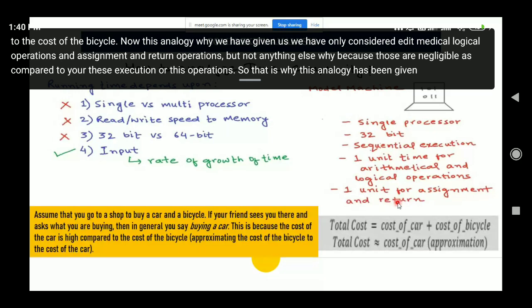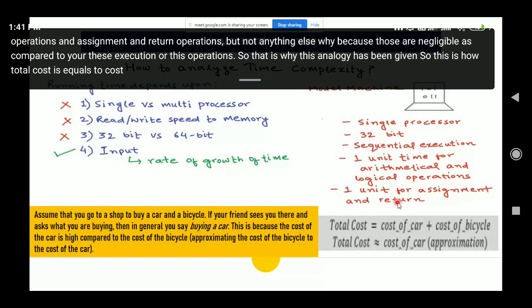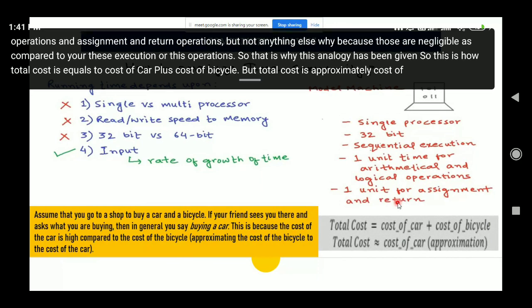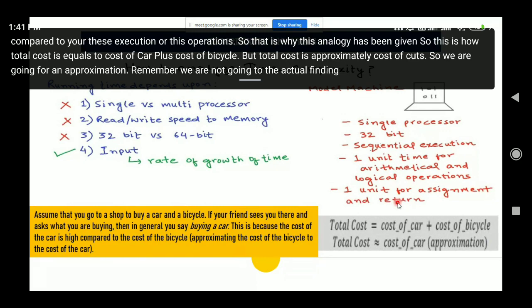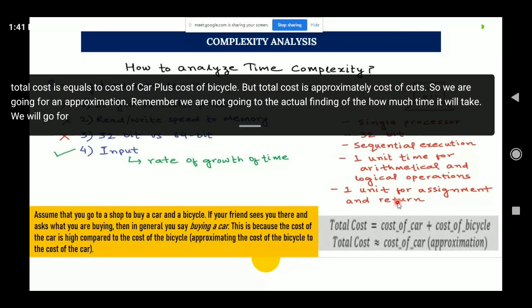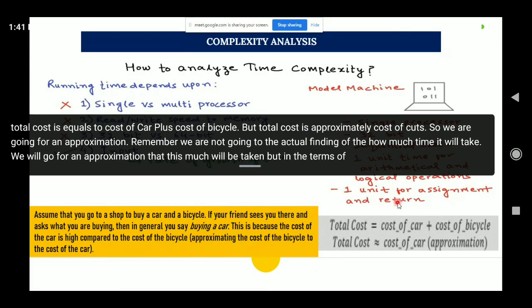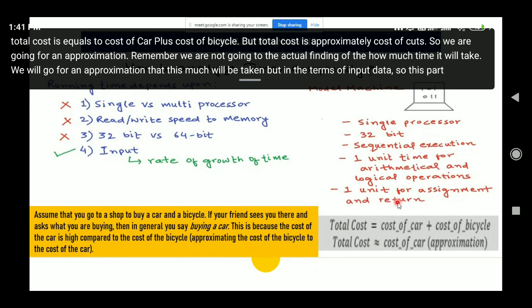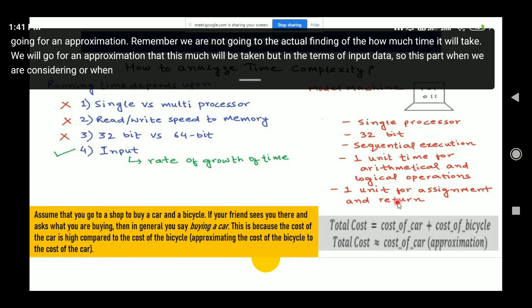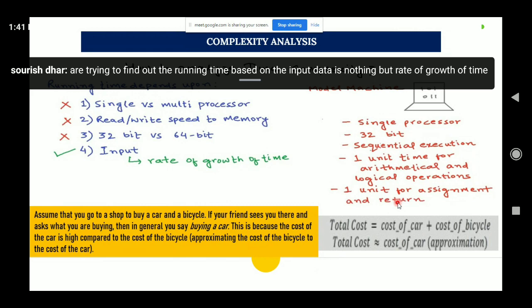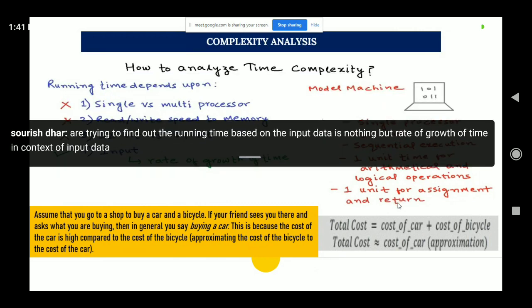So total cost equals cost of car plus cost of bicycle, but total cost is approximately the cost of the car. So we are going for an approximation. Remember, we are not finding out the actual time it will take. We'll go for an approximation, but in terms of input data. When you find the running time based on the input data, it is nothing but the rate of growth of time in the context of data.